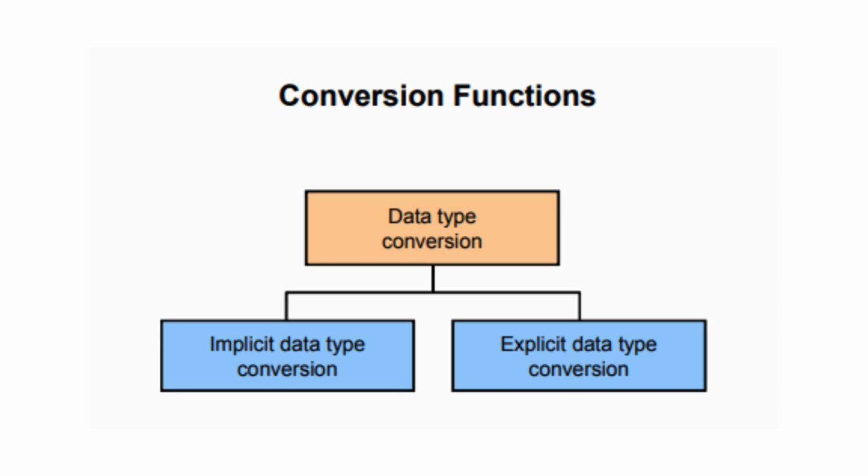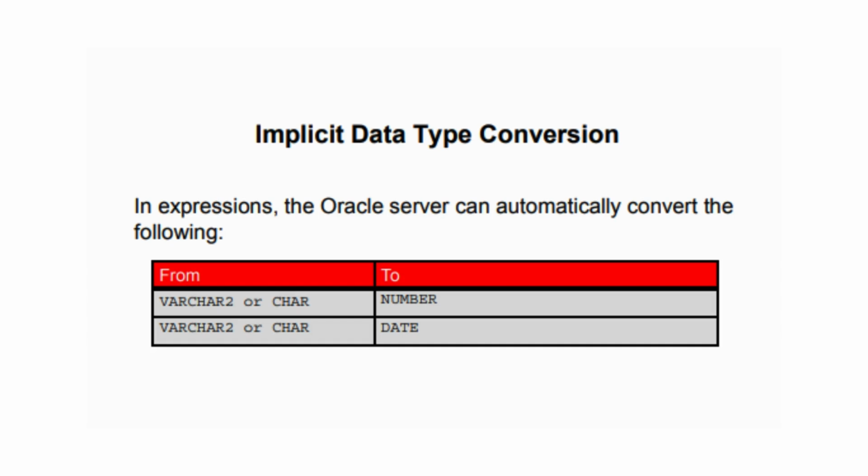Conversion functions convert a value from one data type to another. Generally, the form of the function names follows the convention data type TO data type. The first data type is the input data type and the second data type is the output. The Oracle server can automatically perform data type conversion in an expression.